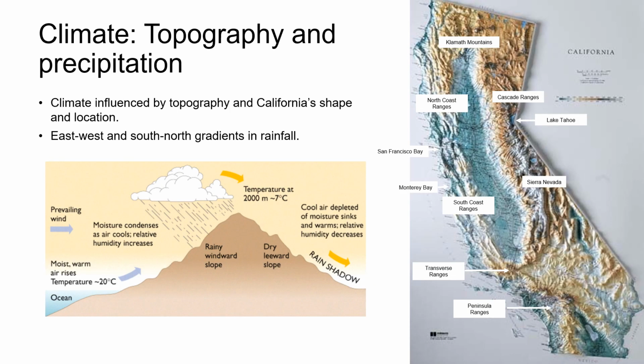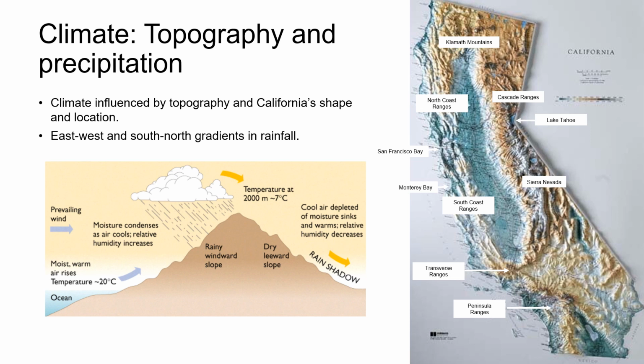So let's look at climate now. Climate is the long-term averaging of weather data, which includes wind, precipitation, temperature, and relative humidity. These are influenced by elevation, latitude, exposure or aspect, and proximity to large bodies of water.